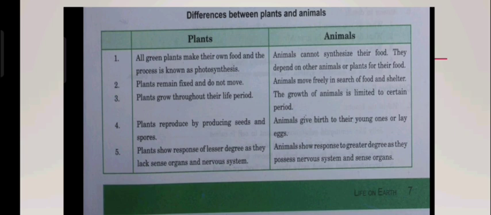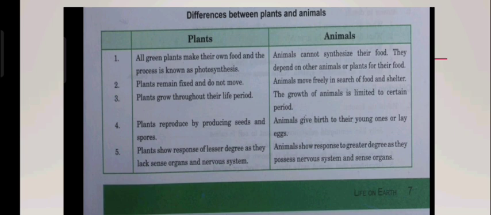And the third point, plants grow throughout their lifespan. Plants grow throughout their life period. Coming to animals, we can see the growth only up to a certain period.